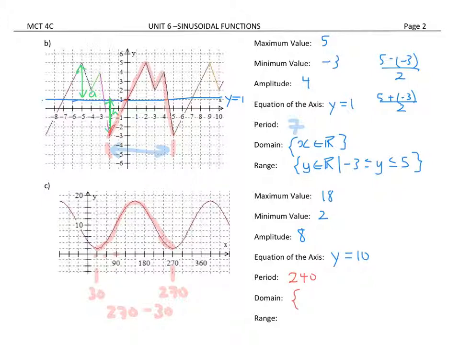Domain, again, assuming it goes on forever, it's just any real number. And for the range, our y values top out at 18 and bottom out at 2. So we go 2 is less than or equal to y is less than or equal to 18. Okay, and that number at the beginning here is a 2, not a z. All right, hopefully that makes sense and we agree with our answers here. Use your technology on that last example and see if you can remember what the graph for y equals sine x looks like and what its characteristics should be.